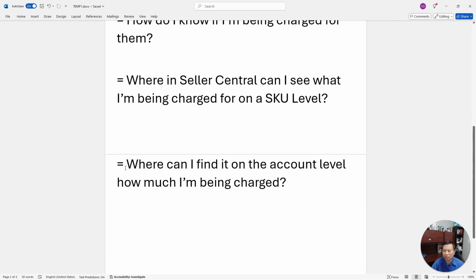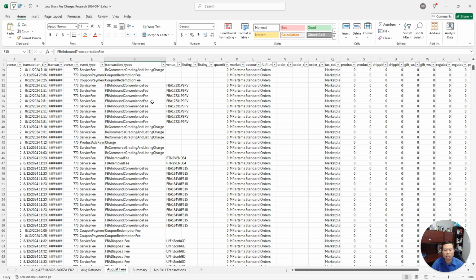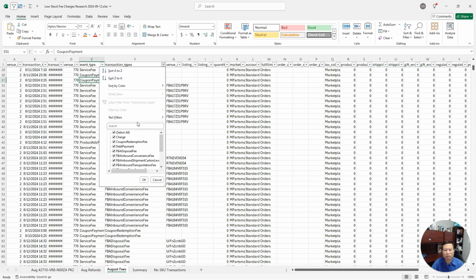The next question, which I think is just as important, is where can I find it on an account level, and how much I'm being charged? For the past few months since April, I know I've been charged the low stock inventory fee, but I was looking for it in the usual unified transaction report and couldn't find it. I was looking under these service fees. You click on here, you can see coupon, advertising charge, debt payment, removal. So typical fees are put in here, but I couldn't find it in here.